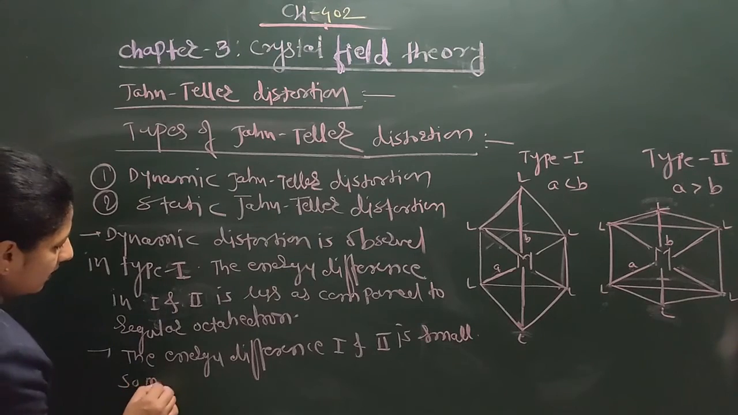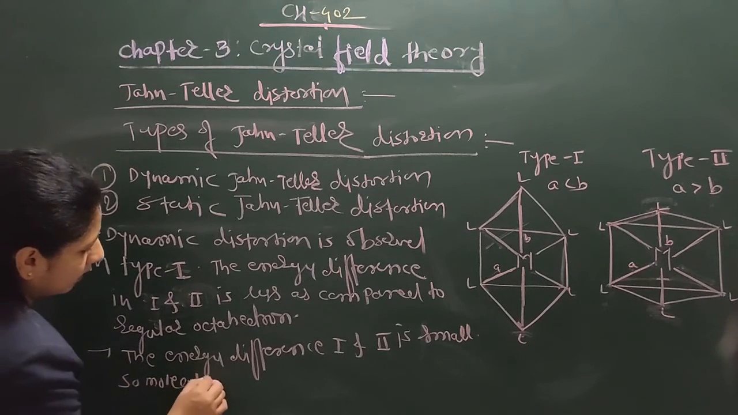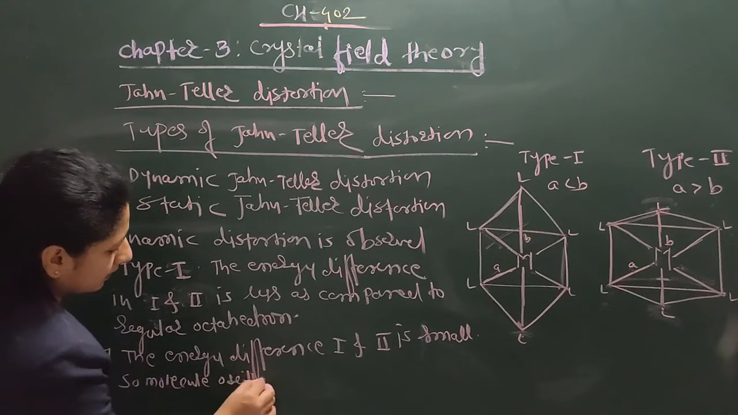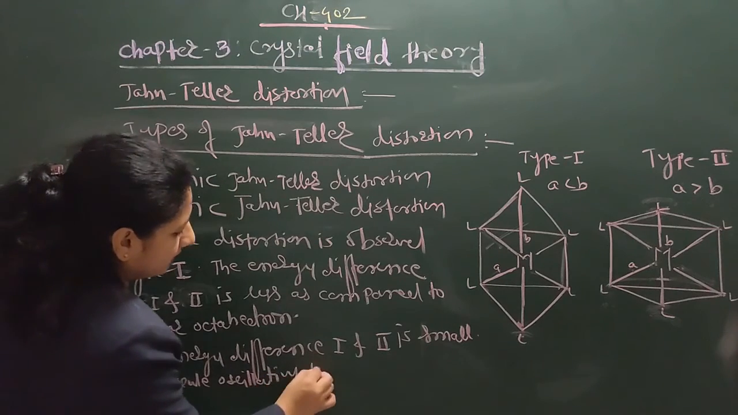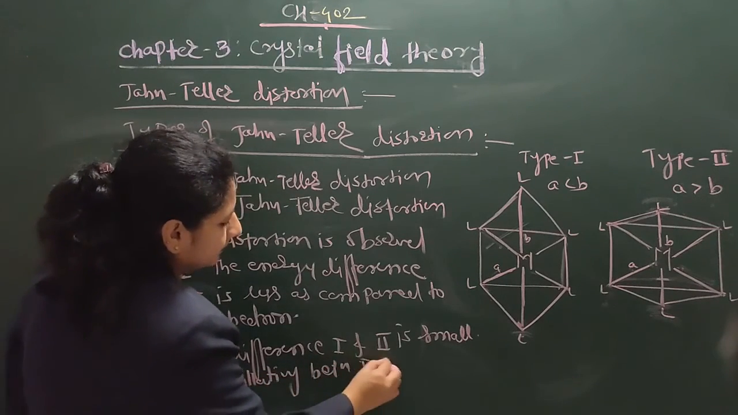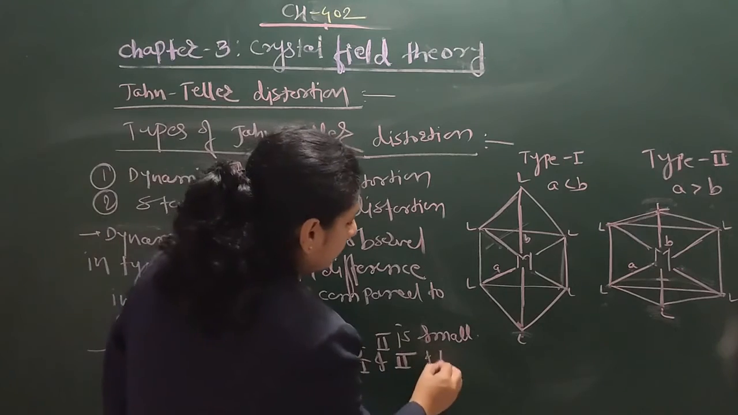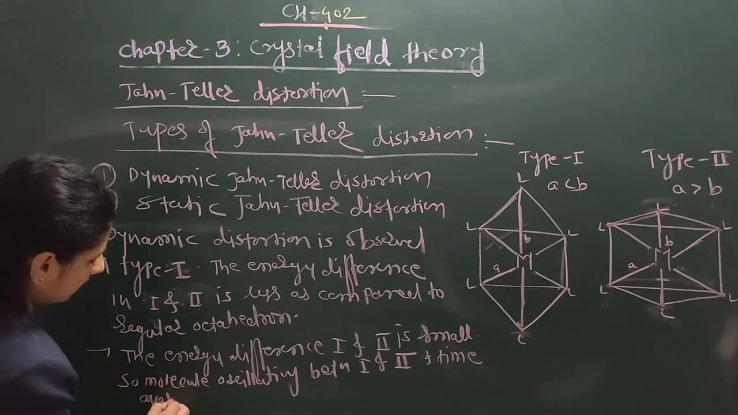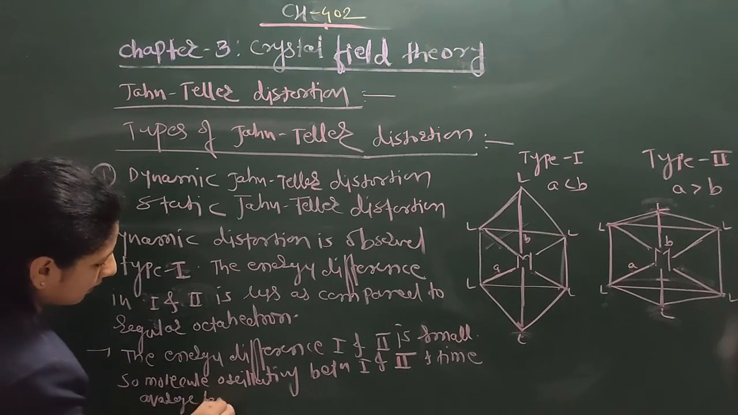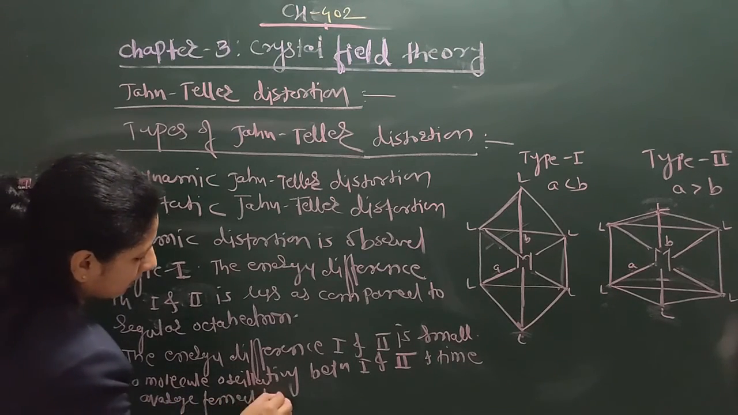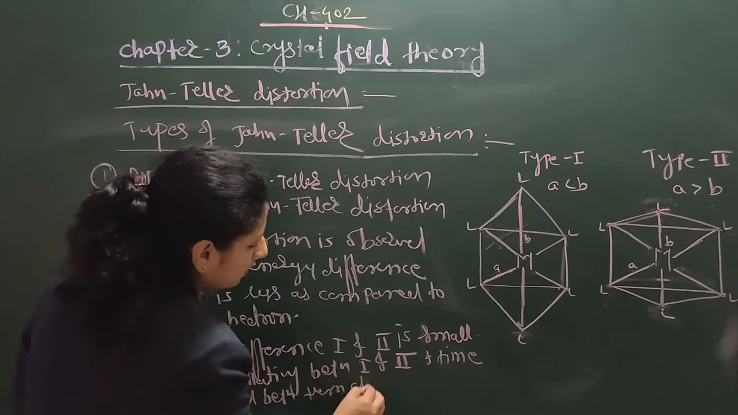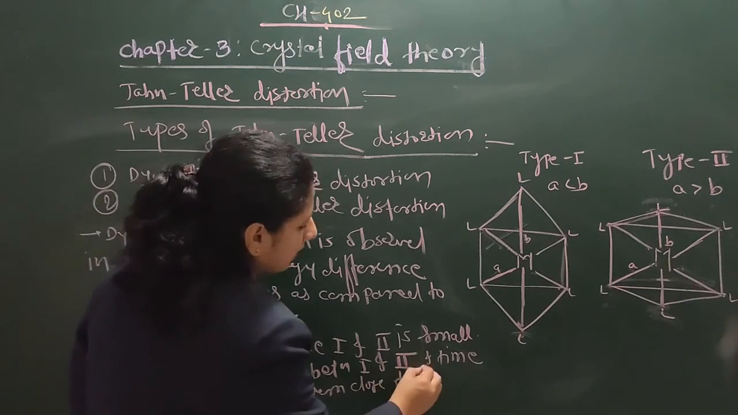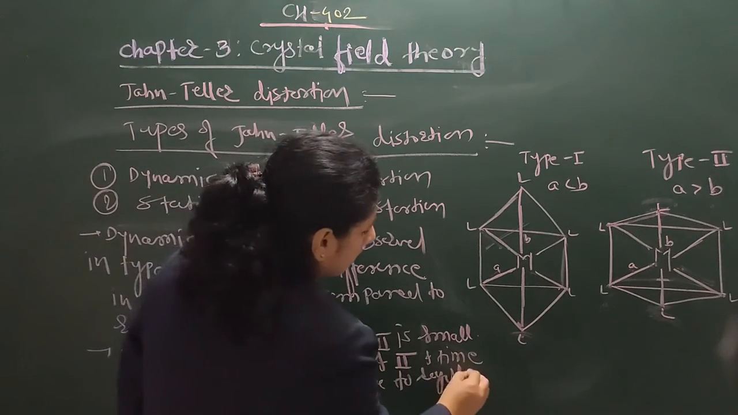So the molecule is oscillating between first and second, and the time average form between them is close to a regular octahedron.